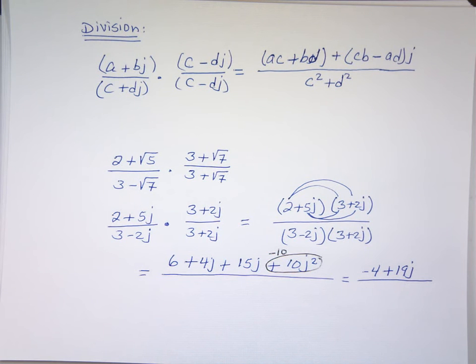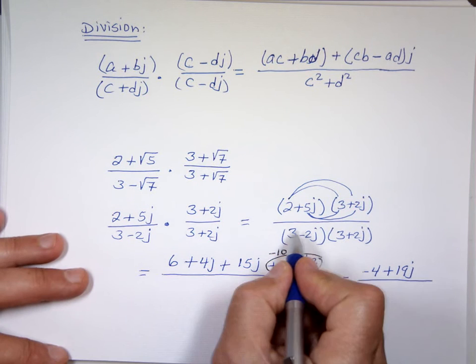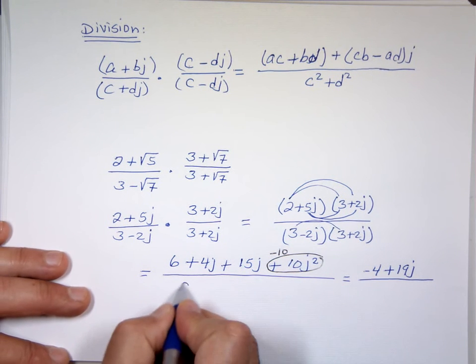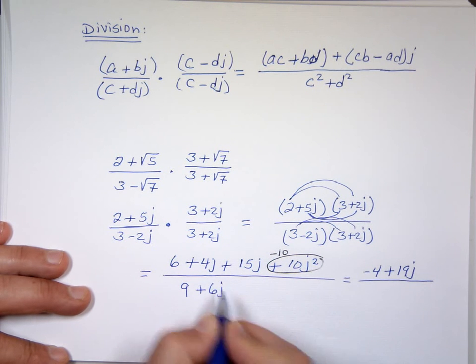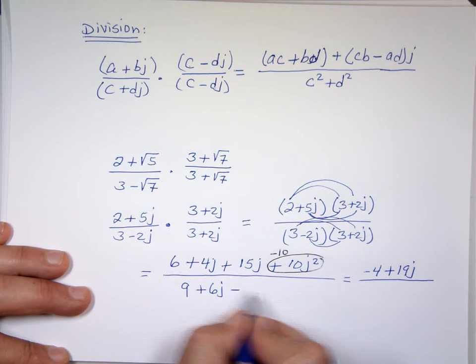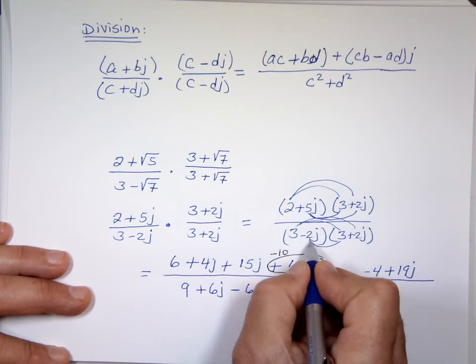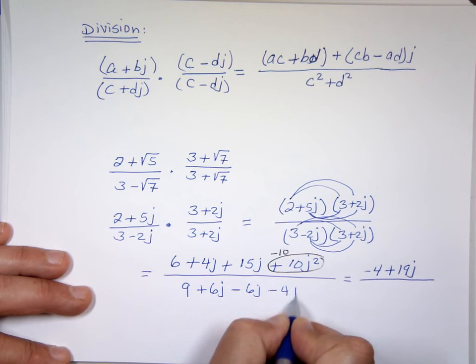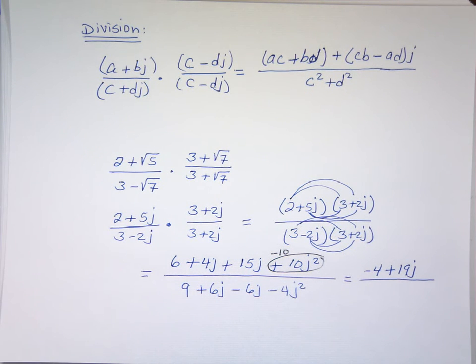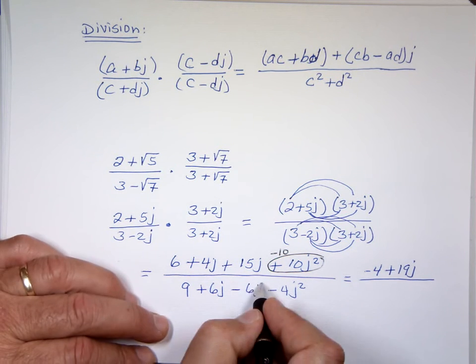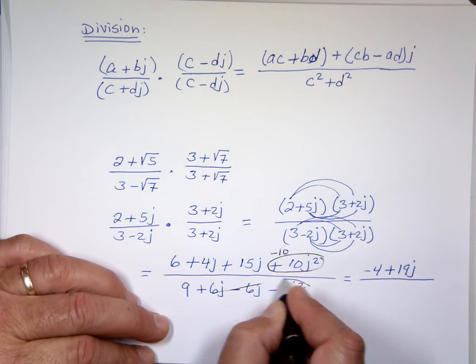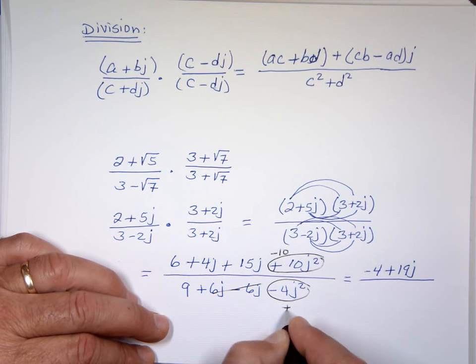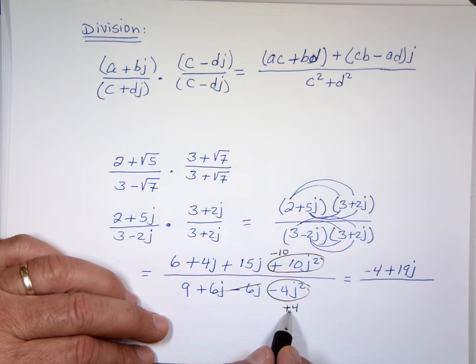Now let's look at the bottom. FOIL method again. 3 times 3, 9 plus 6j minus 6j minus 4j squared. And notice the 6j and the minus 6j are gone. That's why we switch the sign. And the negative 4j squared will turn to what? Positive 4. So what's 9 plus 4? 13.